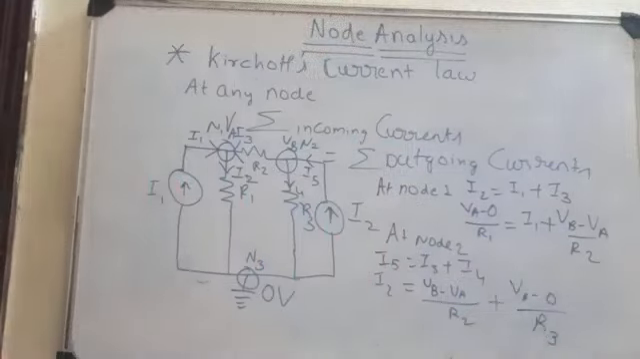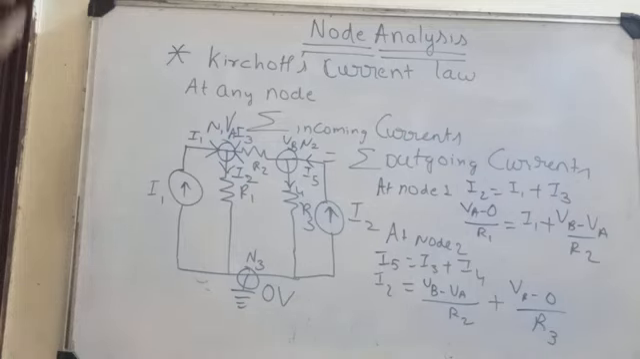Now we need to solve these two equations and get the answer for VA and VB, and then we can find I1, I2, I3. So in the next video we will see how to solve this with an example from a regular example.